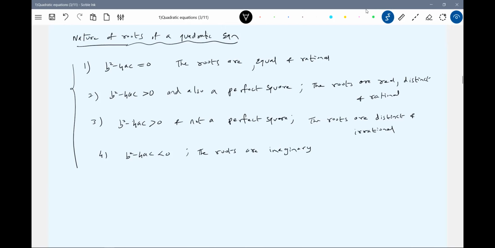For that, whose help do you have to take? Just look at the discriminant. Where are we seeing the discriminant? It is in minus b plus or minus root of b square minus 4ac, by 2a. The b square minus 4ac part is called the discriminant.